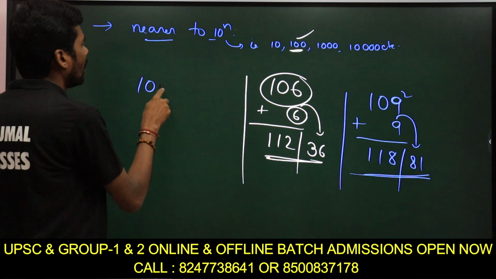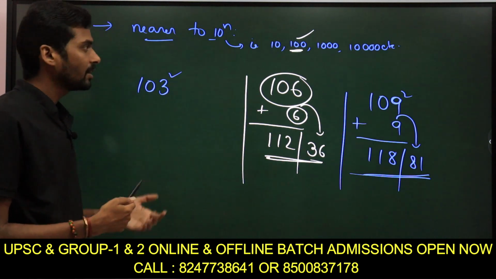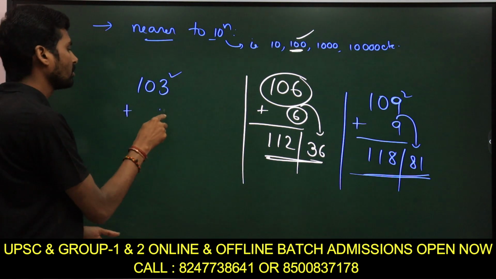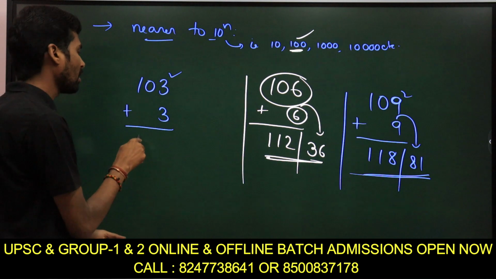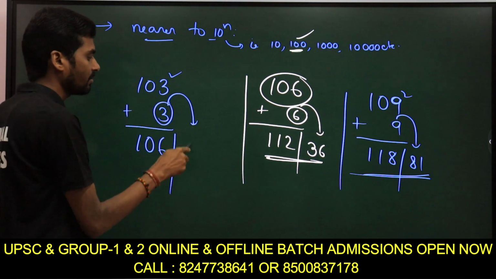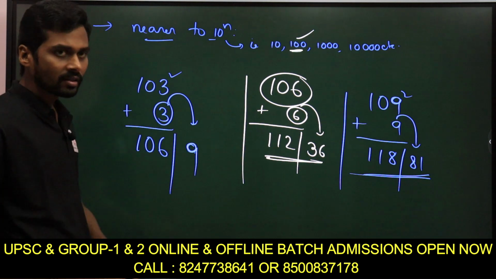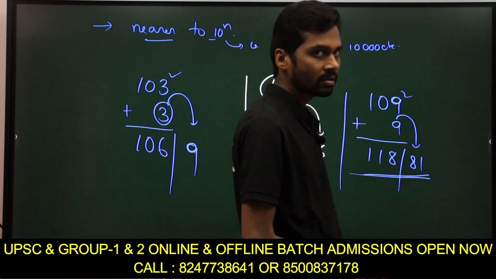Suppose I give you 103 square. How do you find it? Yes, it is nearer to 100. How much is it more than 100? 3 more than 100. So add plus 3. 103 plus 3 is 106. After that you have to square the 3. 3 square is 9. Is 1069 your final answer?